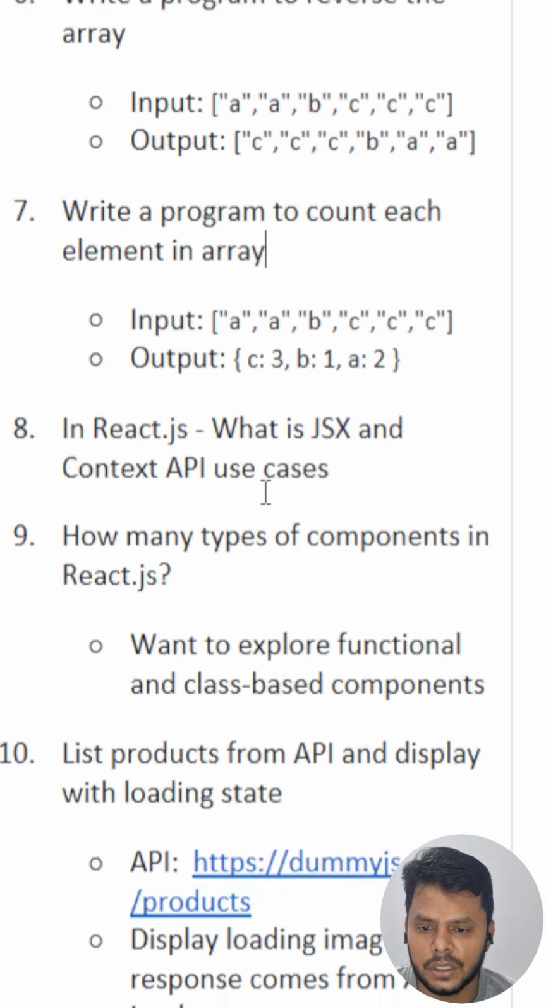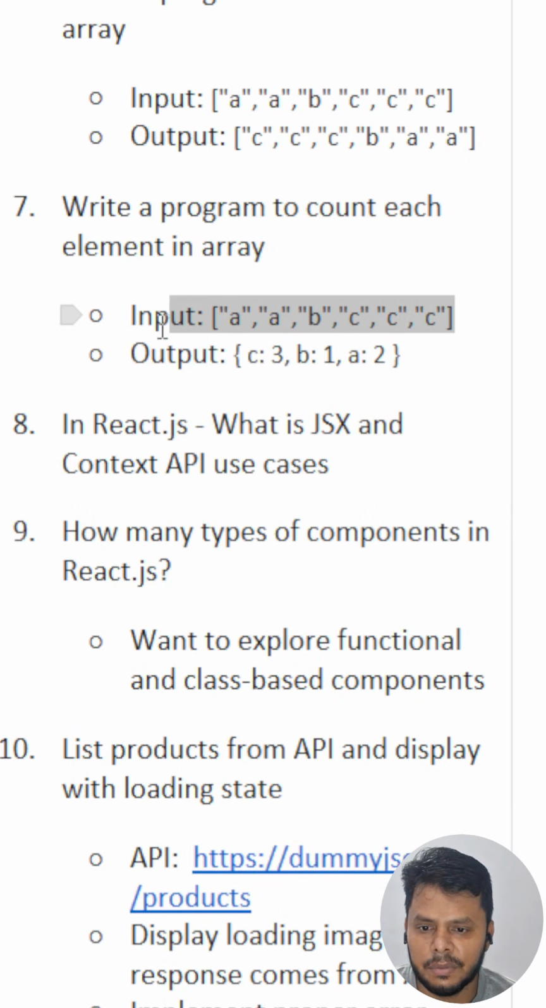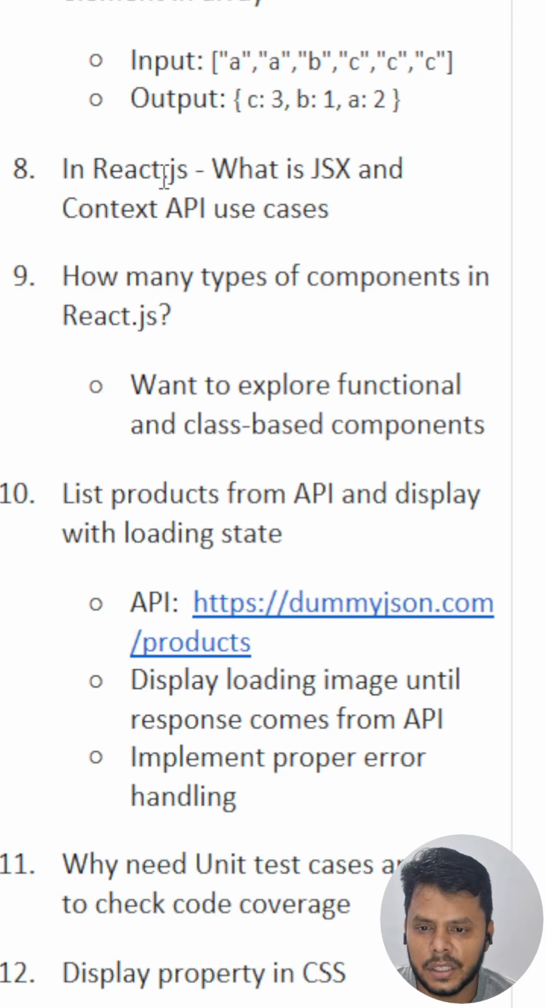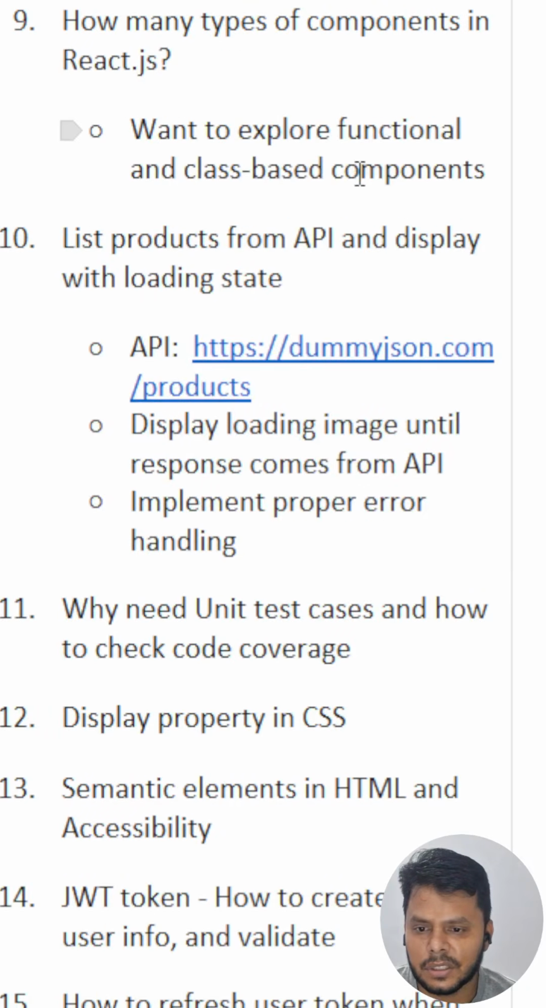And seventh question is on the same array elements. So they want me to count the elements and store that element count into an object. And eighth question in React.js, they asked me to explain the JSX and Context API use cases. Ninth question, how many types of components are there in React.js? Explain the functional and the class-based component.